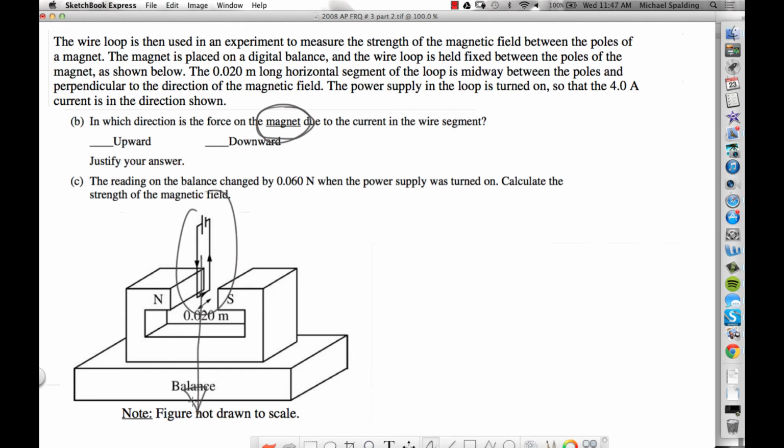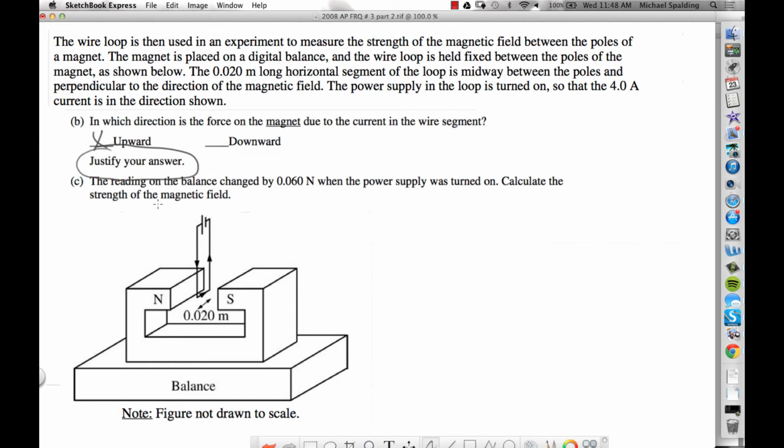So what must the loop be doing to the magnet? Pulling it up. And if you look at the solution that the College Board gave, it's exactly that. When you justify your answer, look at the solution that the College Board gave. They're looking for right-hand rule, direction of force on the loop, and then Newton's third law, every force has an equal and opposite force. So the force on the magnet is, I'm confusing myself. The force on the loop was down, so therefore the force on the magnet is up.